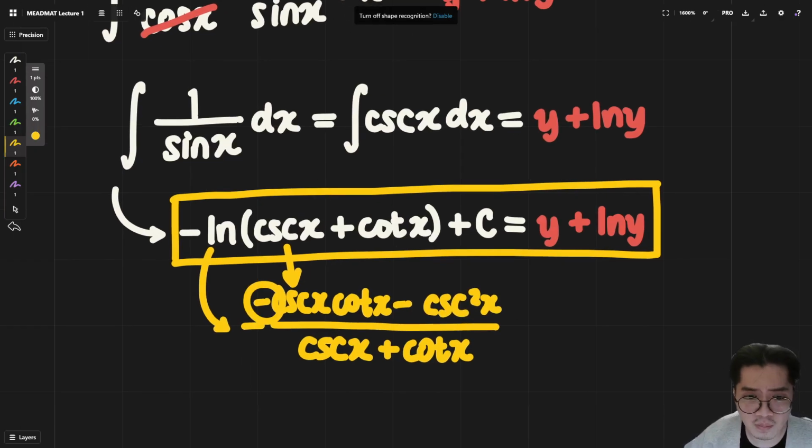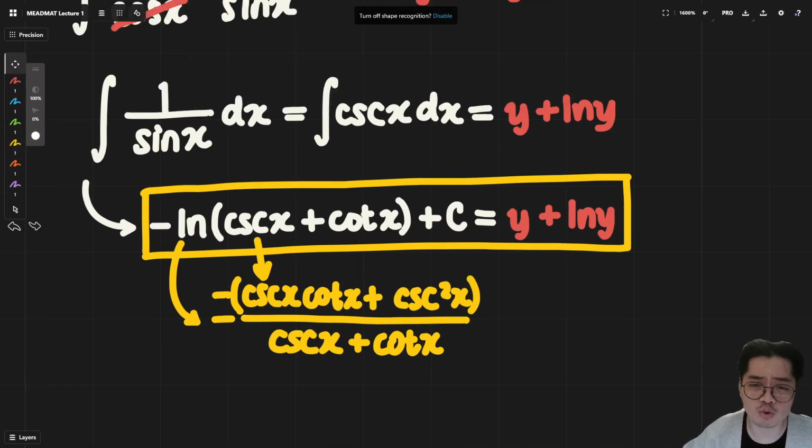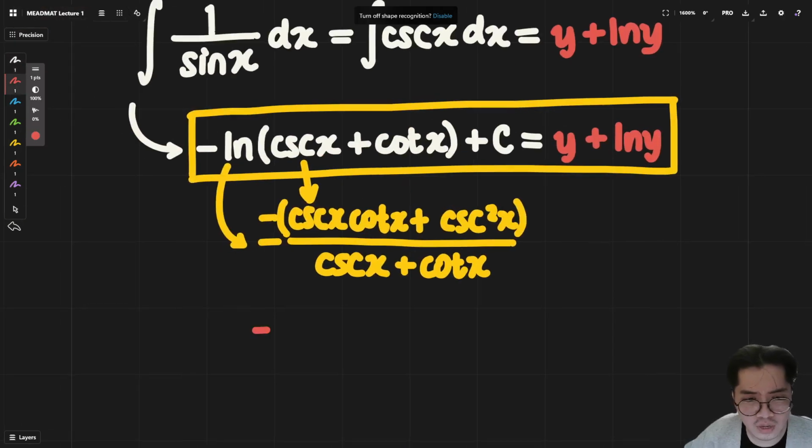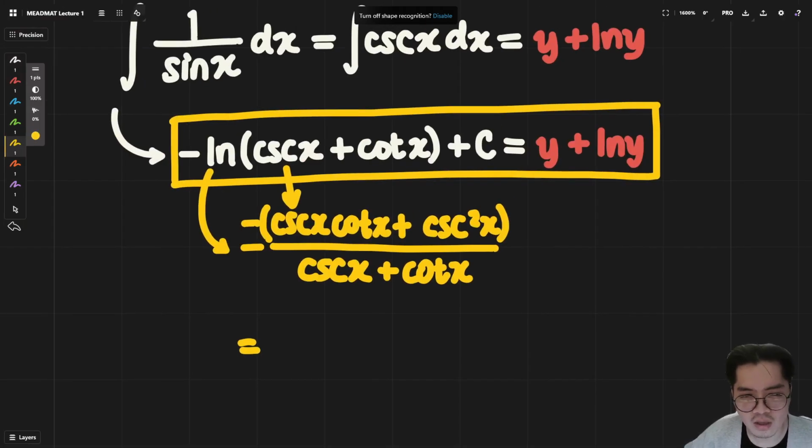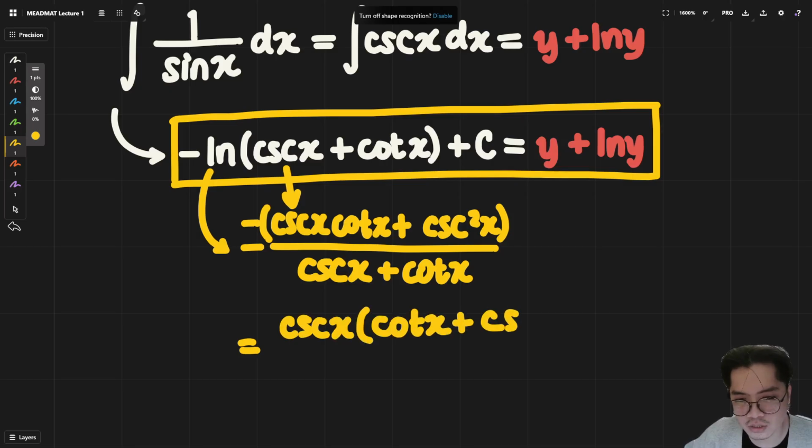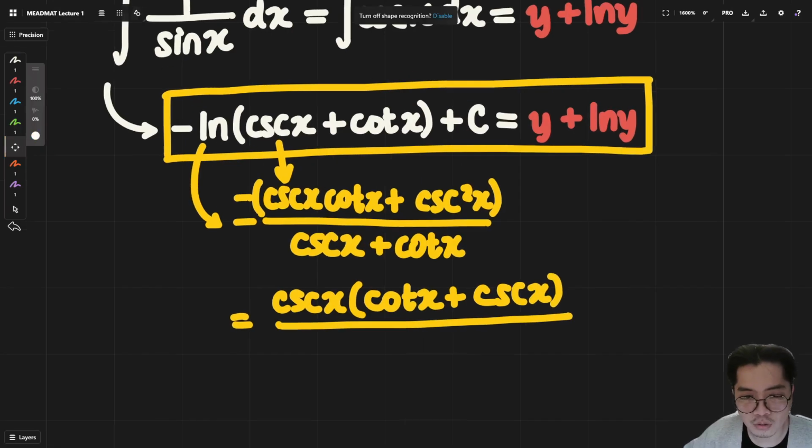As you can see, both of them have negative, so it might be better if we just group them out, and then have them be plus. And then you see now there are two negatives, so we just make them positive. And in this case, the top has a common factor of cosecant x. What will be left is cotangent x plus cosecant x all over cosecant x plus cotangent x.